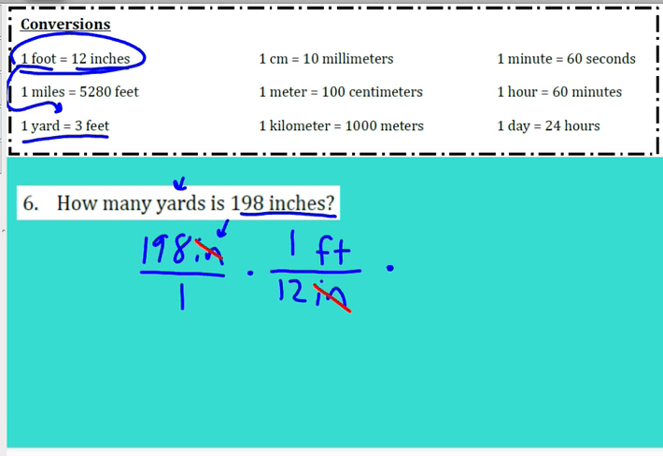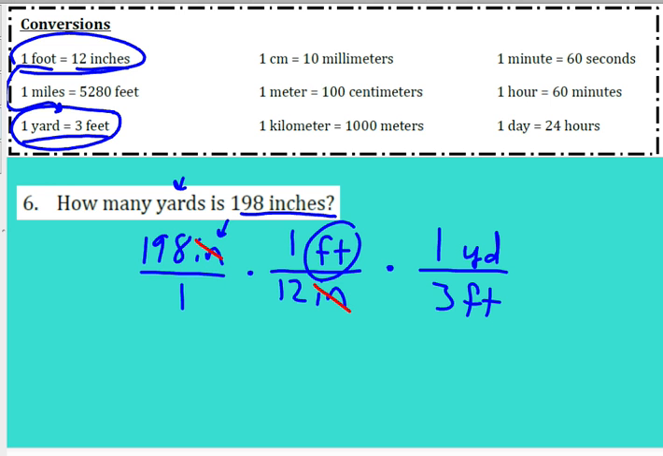And now I got to get rid of the feet and convert that to yards. So being feet is in the numerator, I'll put feet down here, yards up here. There are 3 feet in 1 yard. And now the feet cancel out. The only thing I have left up here is yards. So if I multiply my numerators, multiply my denominators, and then divide, I'll have my answer.